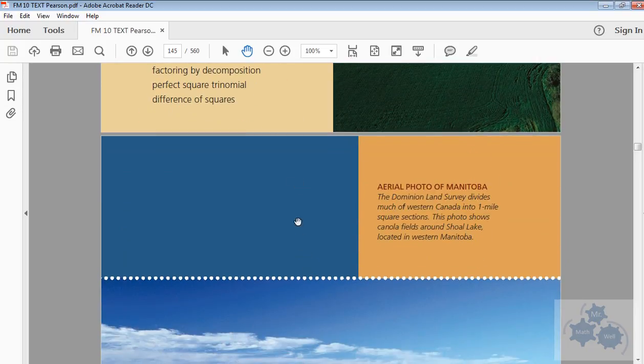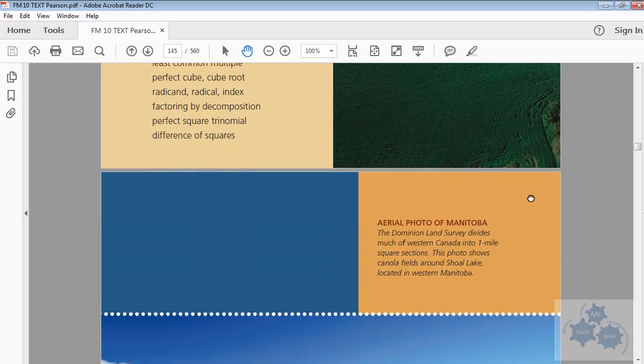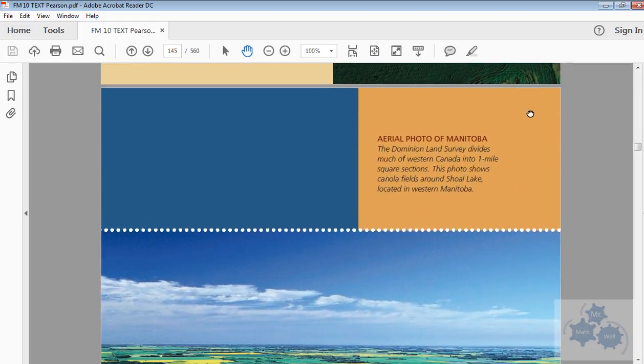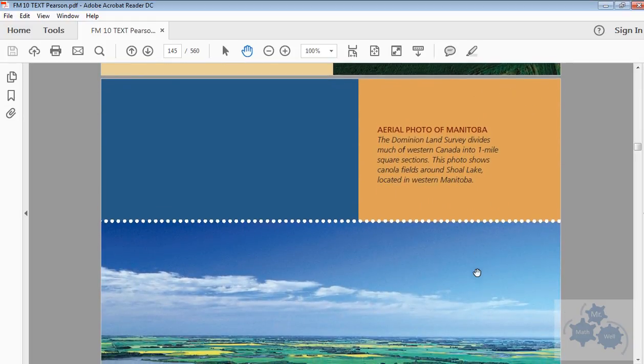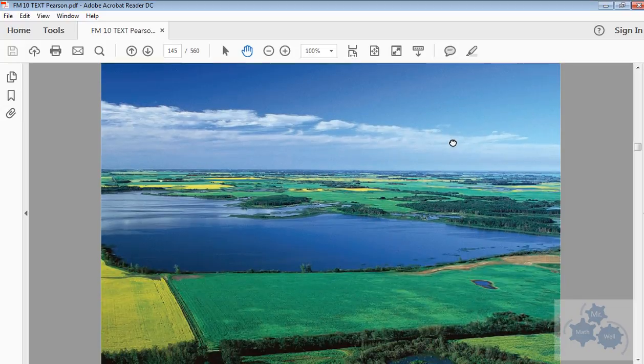Okay? So anyway, this picture, which is split into 2 pages on my computer, but it's all one big page on yours. It's an aerial photo of a section of Manitoba, and the Dominion Land Survey divides much of Western Canada into 1 mile square sections. So this photo shows canola fields around Shoal Lake in western Manitoba.